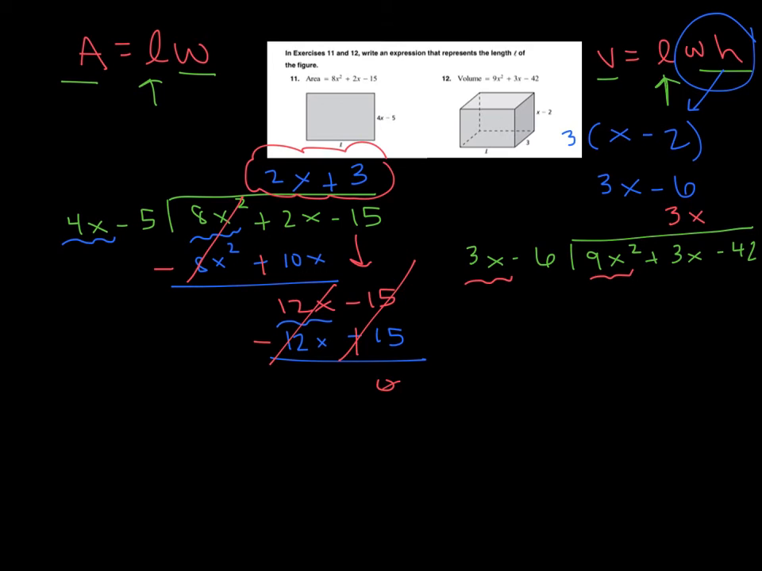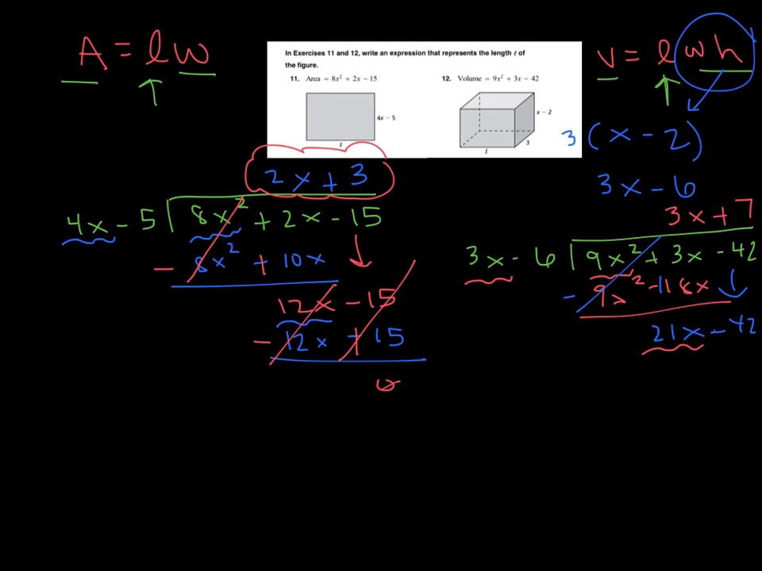Then I multiply. 3x times negative 6 is negative 18x. 3x times 3x is 9x squared. Then I distribute the negative. Those cancel, and that's going to leave me 21x. And I bring down my negative 42. Then I ask myself, how many times does 3x go into 21x? Well, it is going to go in 7 times.